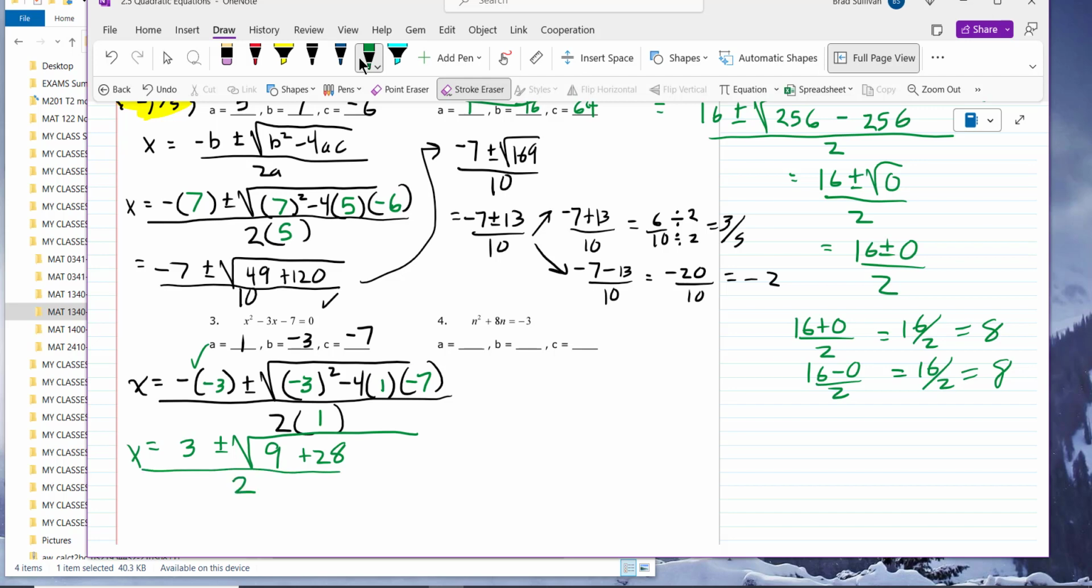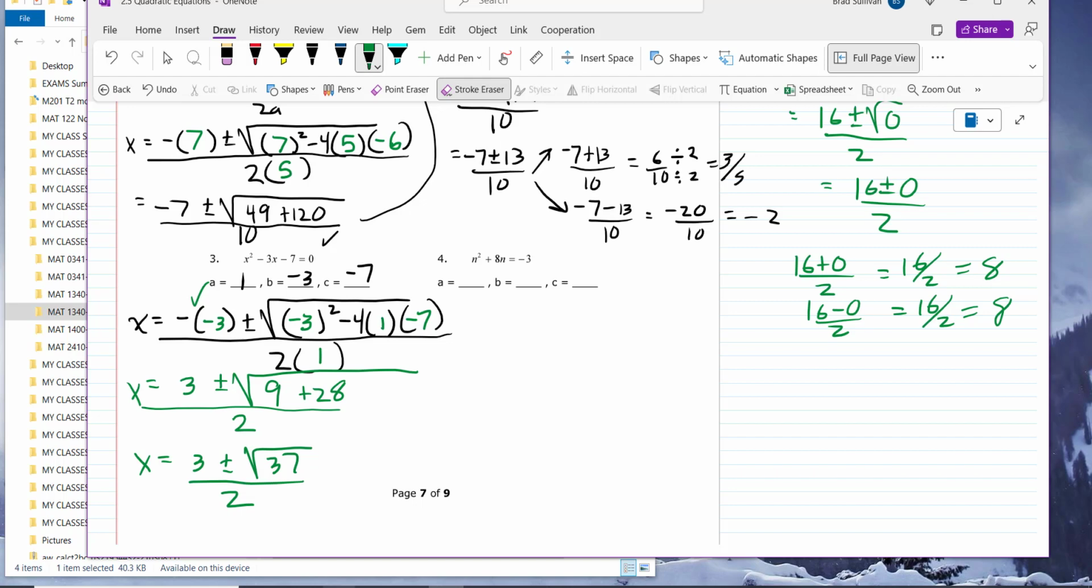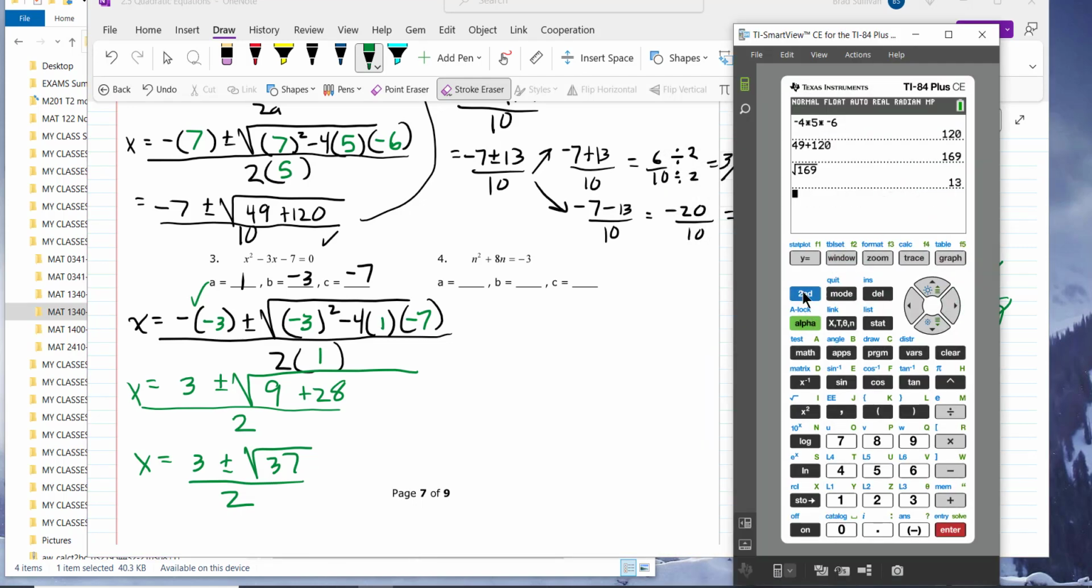Okay, now I've got the 2 times 1 is 2 like that. Okay, now we're just going to work it out. We're going to see where this leads us. This will be 3 plus or minus 28 plus 9 is 37 all over 2. Now what happens is sometimes your radical will be a part of your answer. You do not need to get your calculator out and do the square root of 37. I don't care about that. The square root of 37 is a bunch of decimals that go on forever with no pattern. We call that an irrational number.